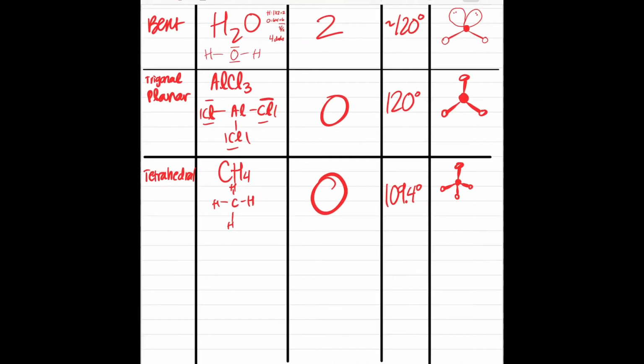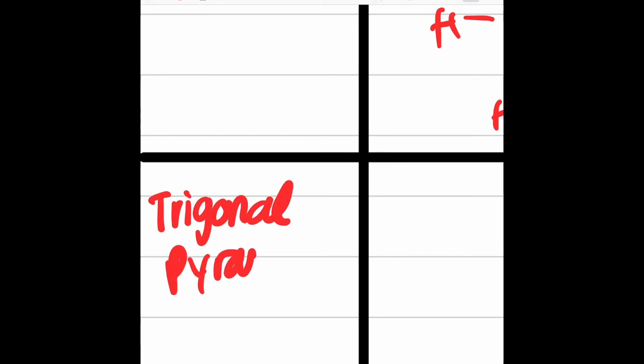Okay, next on the list. I've already shown you the tetrahedral model earlier, so in the interest of time, I'm going to skip showing you that 3D model. Next on the list is where it starts to get a little iffy, where people start getting a little confused. Trigonal pyramidal.